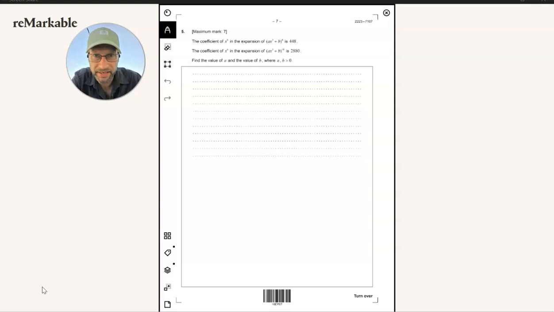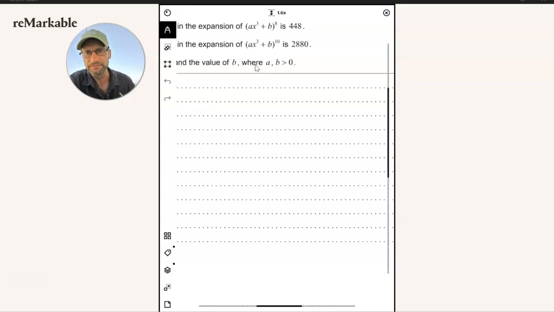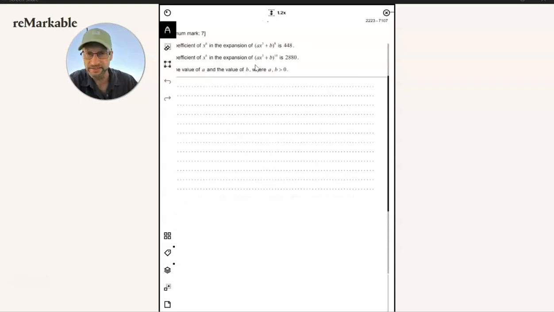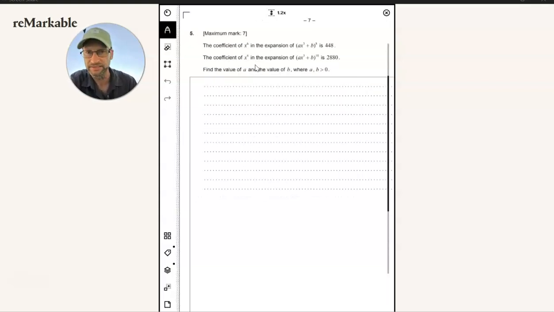We're being told that the expansion of (ax^3 + b) raised to the power of 8 has a coefficient of x^6 that is 448, and the coefficient of x^6 in the expansion of the same thing, but now raised to the power of 10, is given too. It's a bit hard to read, but if I zoom in, you can see it easier. So it's not just a binomial expansion, it's 2 different binomial expansions.